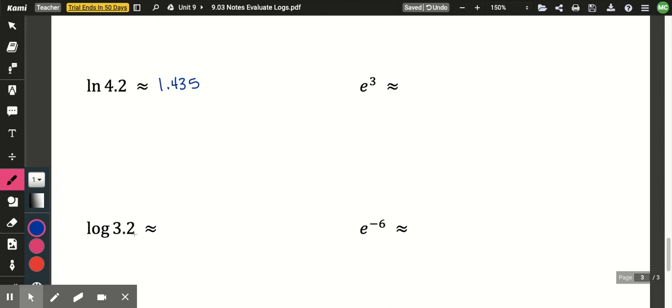And we could do this one down here below also. So log of 3.2. So I would type into my calculator 3.2 first, and then I would hit the log base 10, the common log button. And I got 0.505.